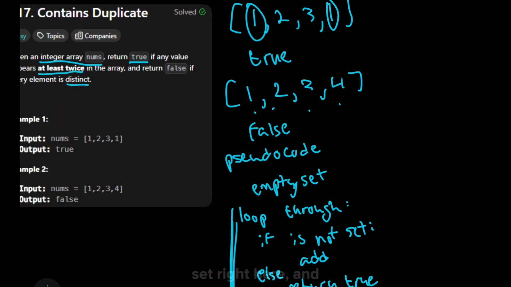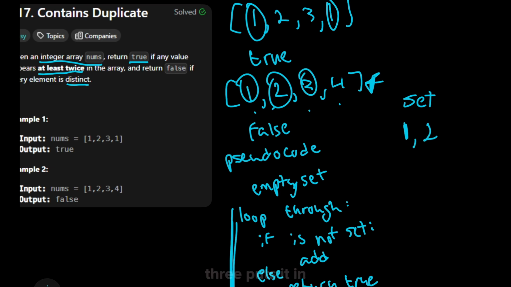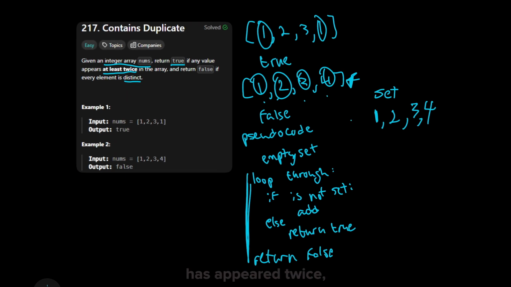So we'll have this set right here, and we'll use this array right here. To start, the first iteration takes the first 1 and puts it in the set. The second iteration takes 2 and puts it in the set. The third iteration takes 3, puts it in the set. The fourth iteration takes 4. Finally, we've iterated through everything. Nothing has appeared twice, so it returns false.